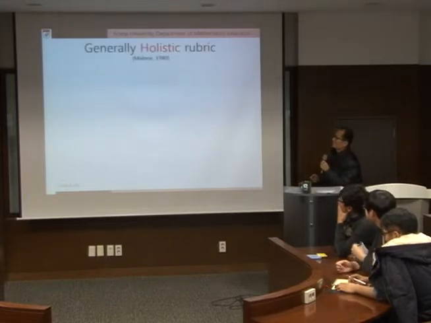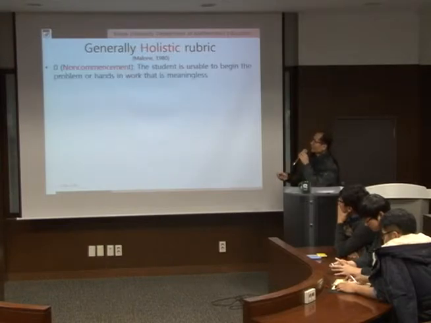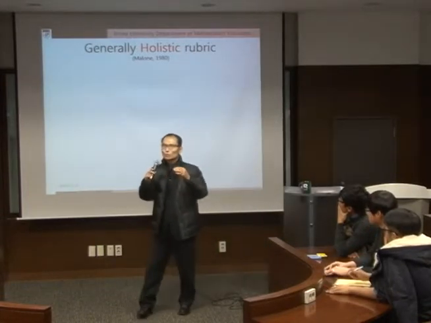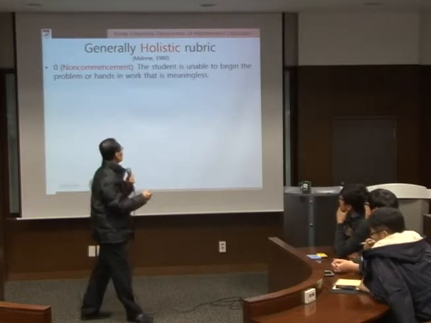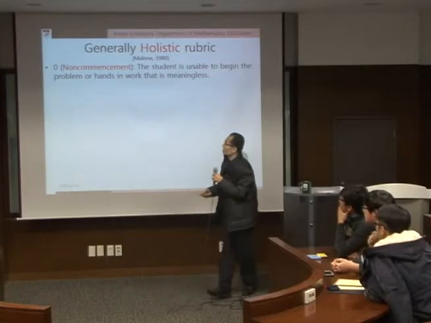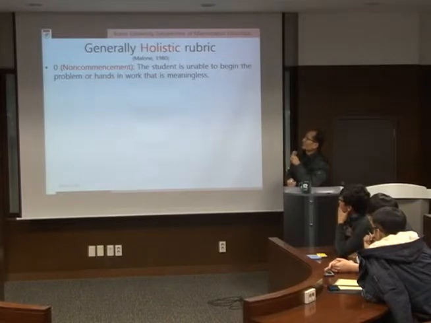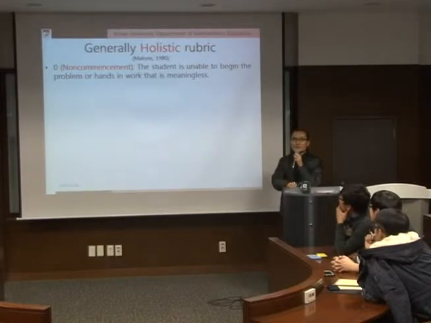Holistic rubric. So in the 1980s, Malone developed the general holistic rubric. You can think about the general holistic rubric first. What is the main purpose of the holistic rubric? Take a look at it. 0, non-commencement. The student is unable to begin the problem or hands in work that is meaningless, right? What does the 0 point mean out of, for instance, 5 or 4?